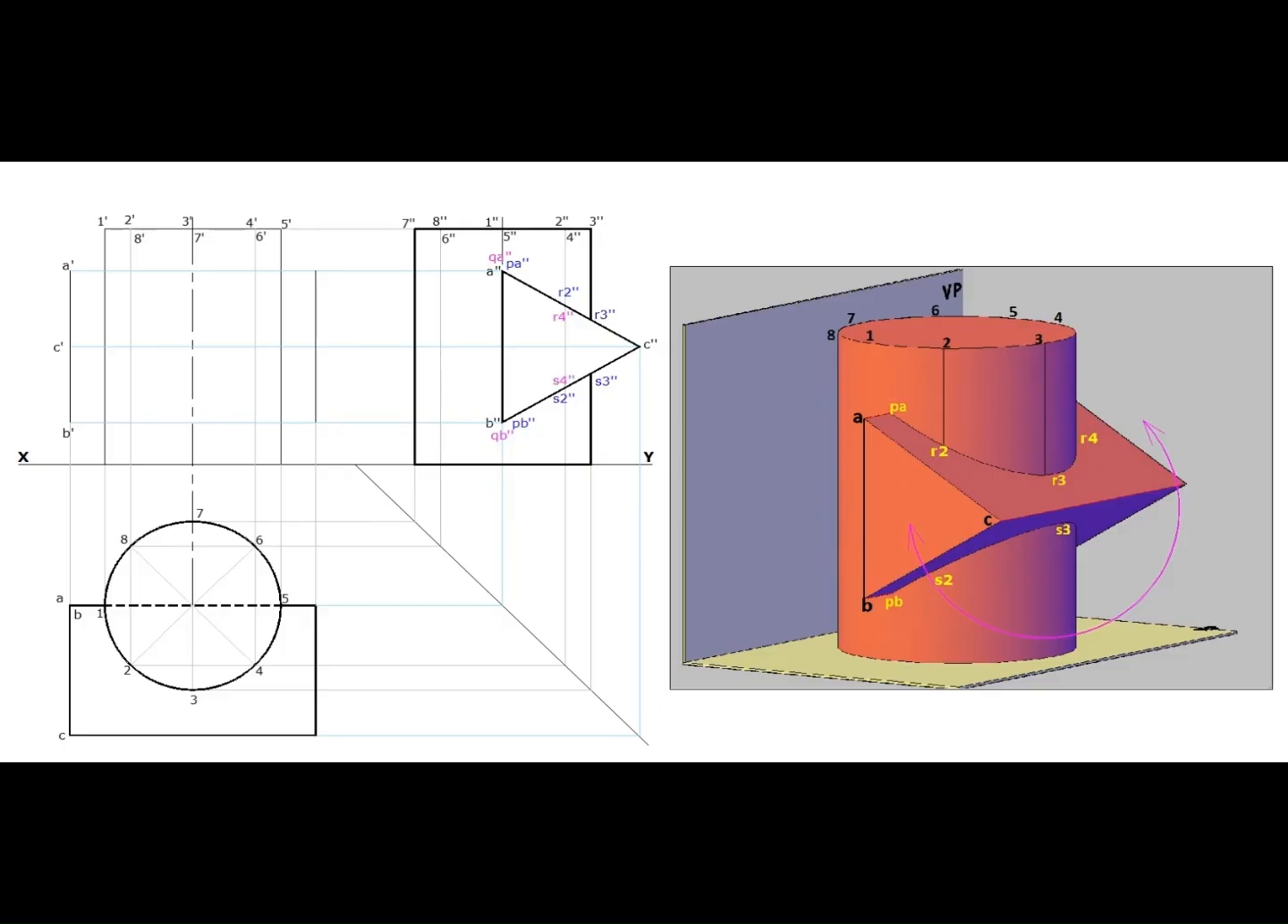Now, we have to mark these corresponding points in the plan: PA, QA, R2, R3, R4, PB, QB, S2, S3, and S4. Locate these points in the elevation also.